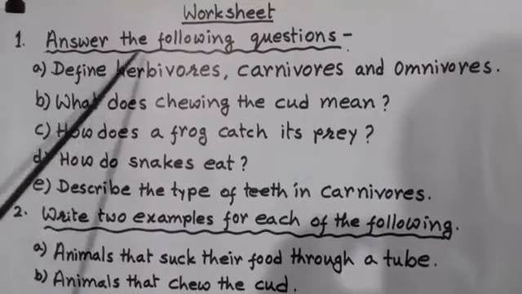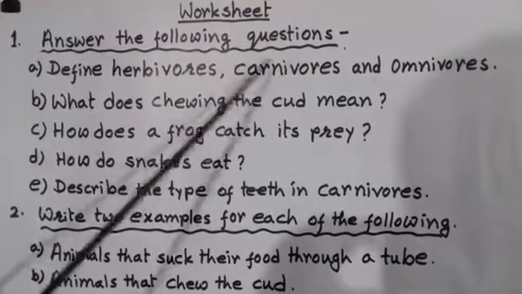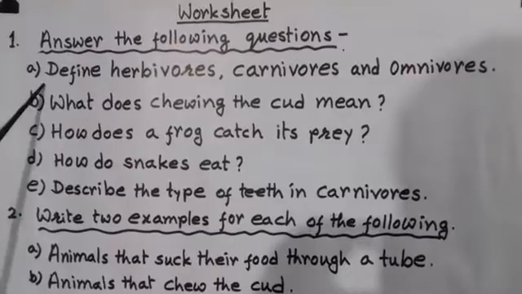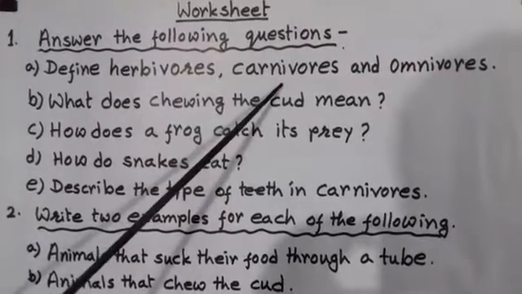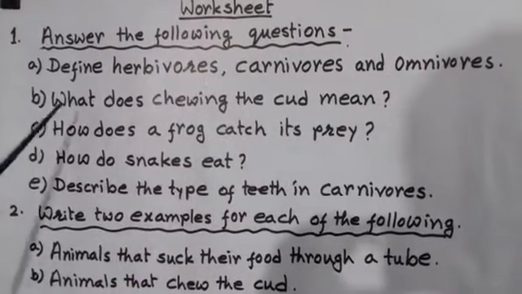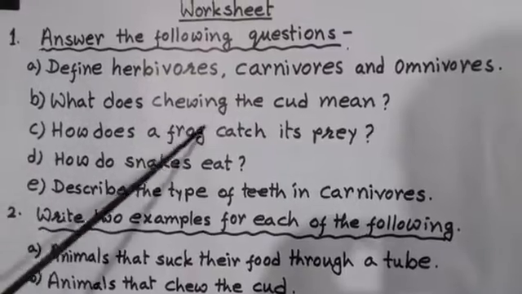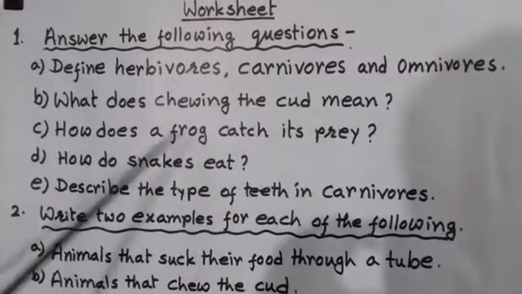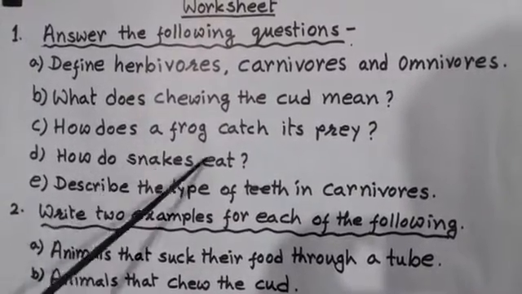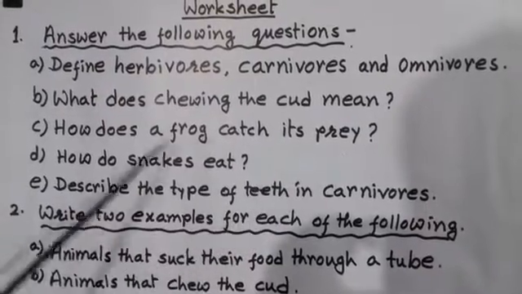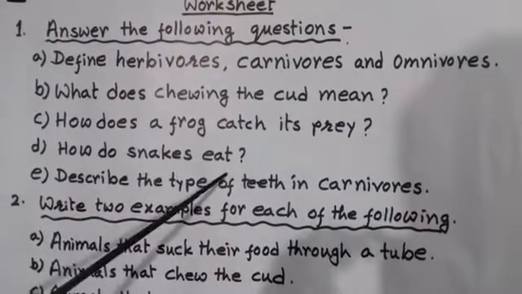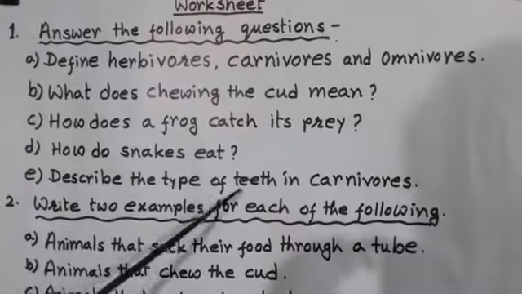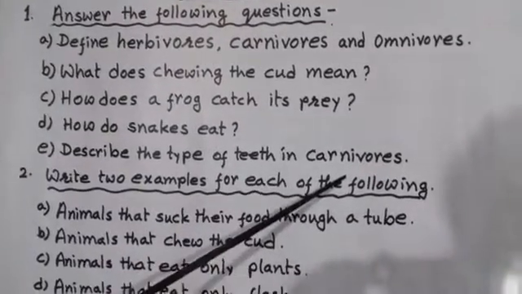You have to complete these answers. Define herbivores, carnivores and omnivores. What does chewing the cud mean? How does a frog catch its prey? How do snakes eat? Describe the type of teeth in carnivores.